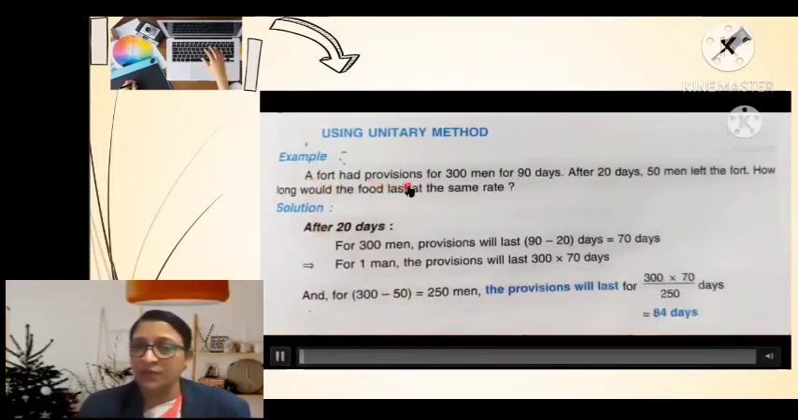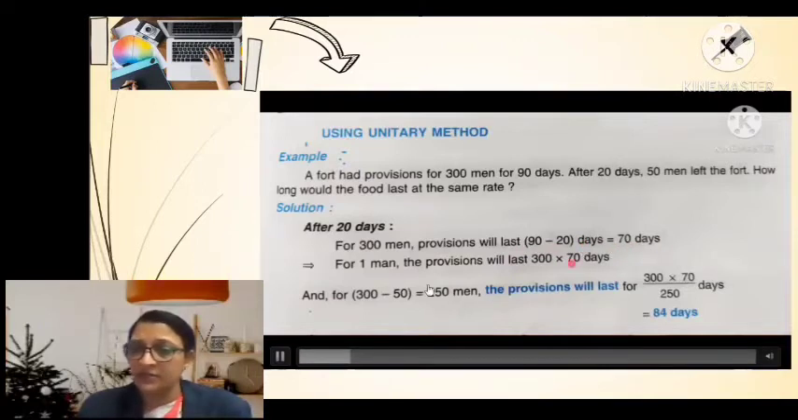A fort had provision for 300 men for 90 days. After 20 days, 50 men left the fort. How long would the food last at the same rate on the fort? So let us find out the solution. After 20 days, for 300 men, provision will last 90 minus 20 days. After 20 days, we are going to calculate. So here we have to reduce this 20 from 90 days.